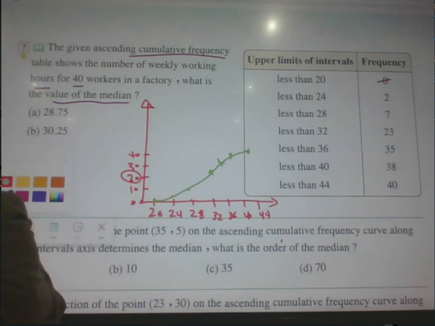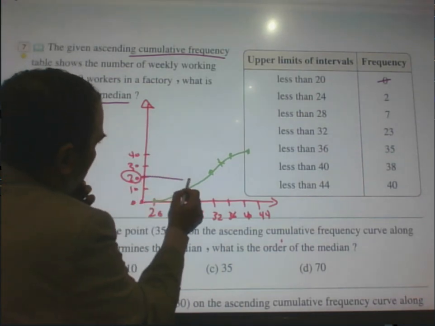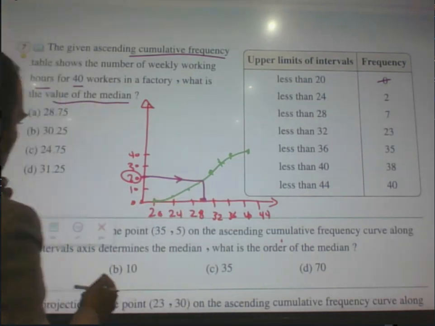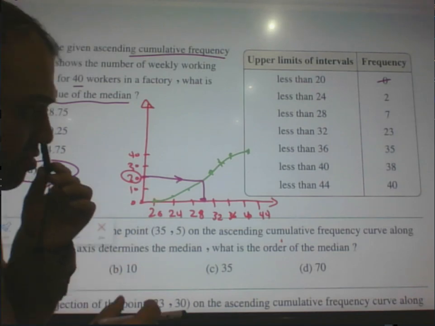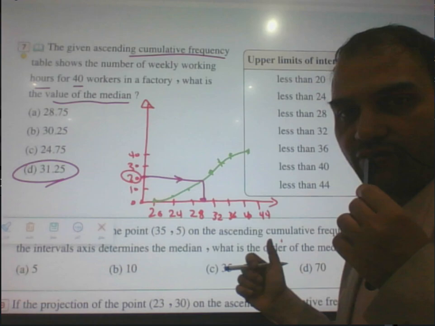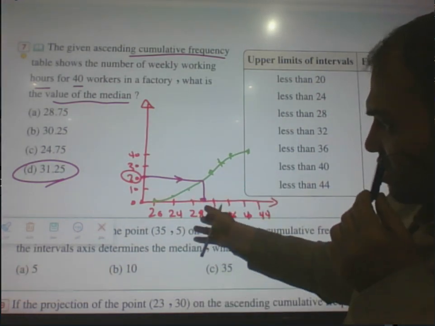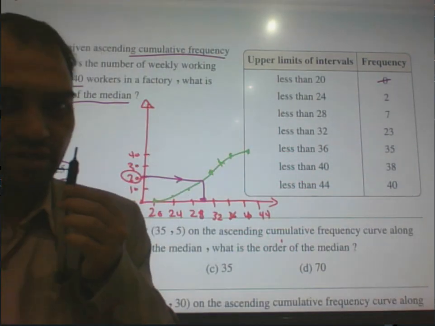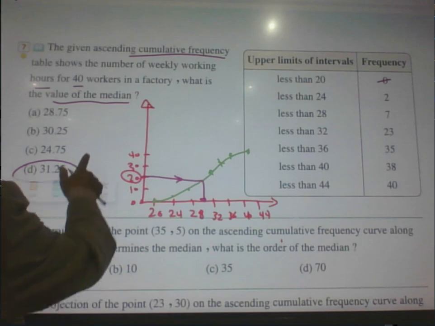Then from 20 here, we call this the order of the median, and then draw the horizontal intersection. It lies between 28 and 32, maybe 31 and 4. I found it 30, nearest 31. Do you remember? We found 31, and graphically it gives 31 and 25, nearest to this number. Because the answer gives 31, the result will be 31 and 4. Choose letter D.